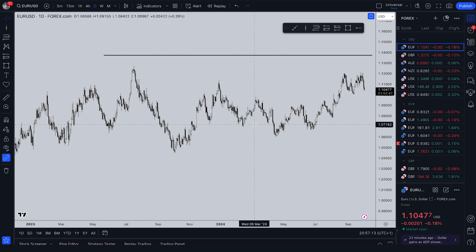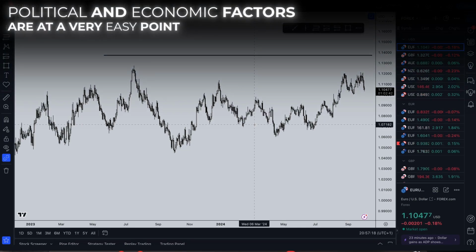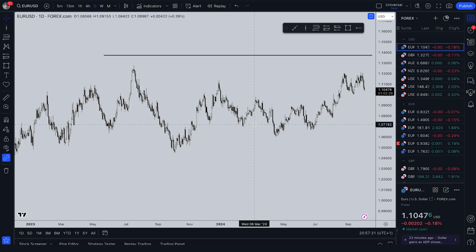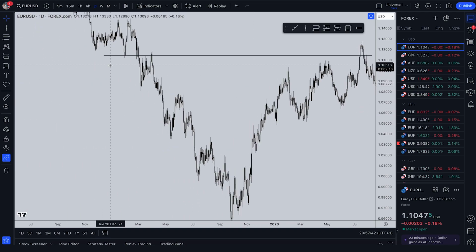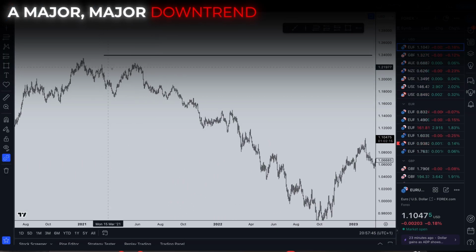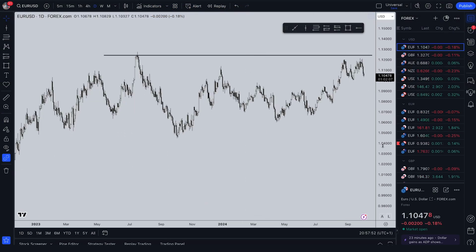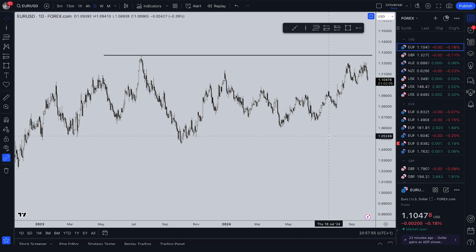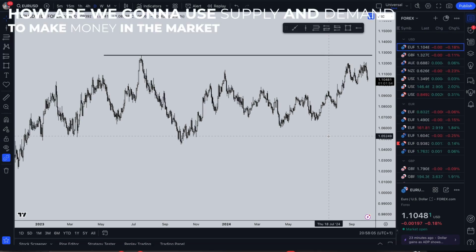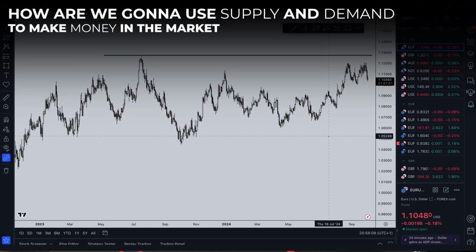What you'd find is these market conditions are usually during a time where political and economic factors are at a very easy point. There's no major wars breaking out. Obviously, I know we have a Gaza situation. However, you don't find COVID, which I can show you here. Through the COVID years, we had a major downtrend. There are no global impacts economically that are having a direct and powerful effect on the market.